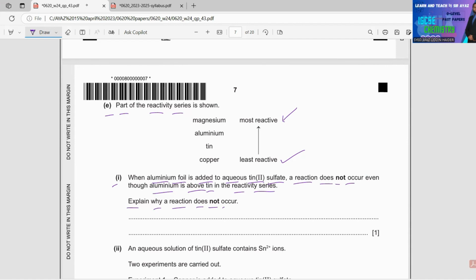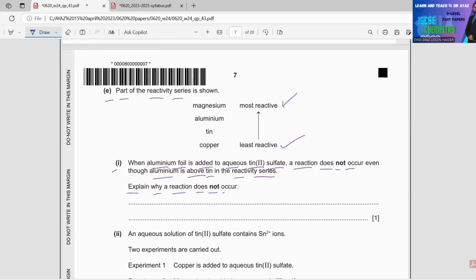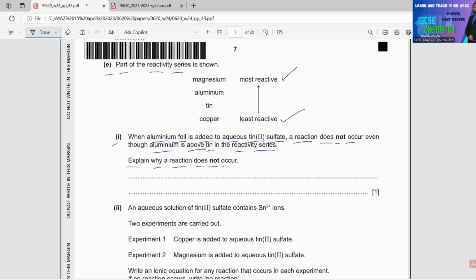You see, aluminum is above tin, but the reaction does not happen. So what's the reason? It's definitely forming some kind of impermeable layer. So you can write: a layer of unreactive oxide forms on aluminum. This is typical of aluminum. That's why it prevents its further reaction.